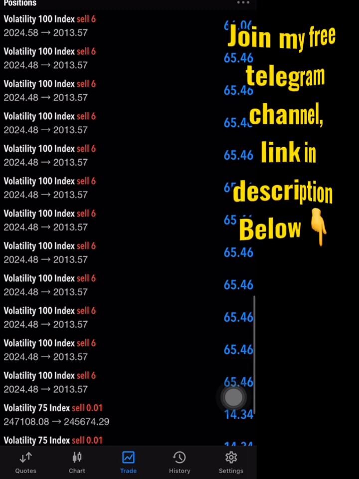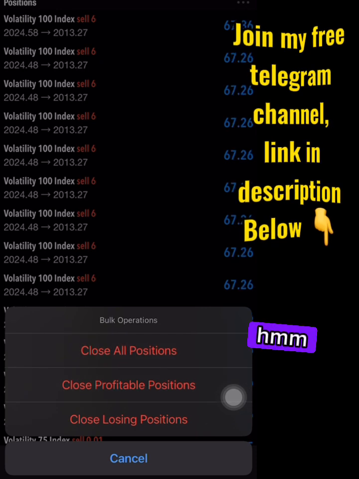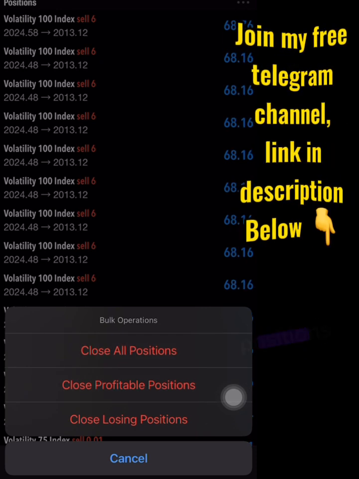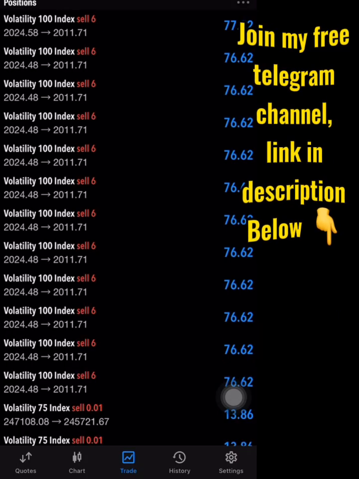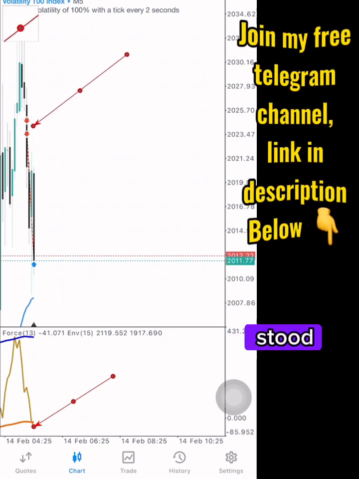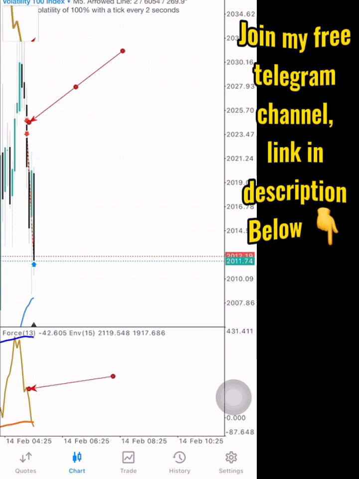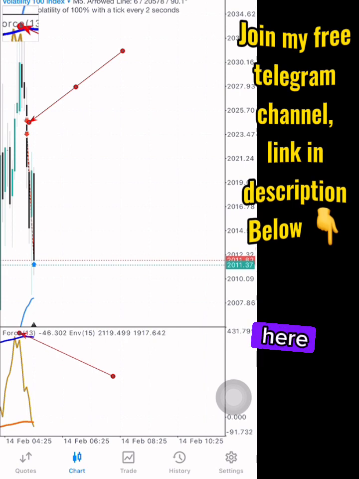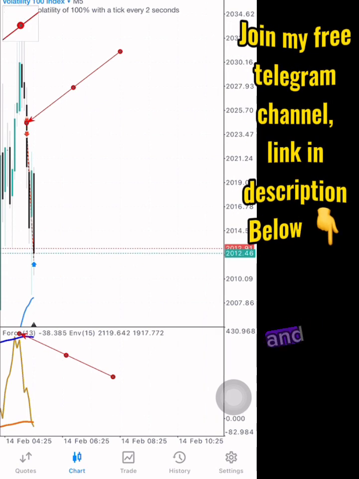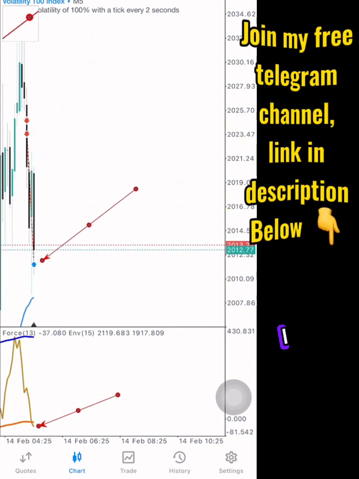Now I want to close my profit, so I'm going to close all the profitable trades. I'm going to close positions. So I've closed them. Now you can see I've closed my positions. This is a very powerful strategy, guys. So look at it. I sold at about this point here because I saw this indicator cross below this one here, so I sold. And then when it came here, crossing below the red one here, that's where I took my profits.